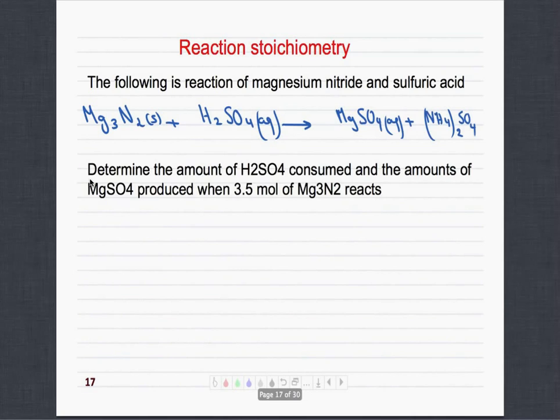Okay, we still have 4 minutes. The following is the reaction of magnesium nitride and sulfuric acid. Determine the amount of H2SO4 consumed and the amount of magnesium sulfide produced when 3.5 moles of magnesium nitride reacts. So how are we going to handle this? I'm going to give you 1 minute to reread the question and think about a strategy. How would you solve such a question?